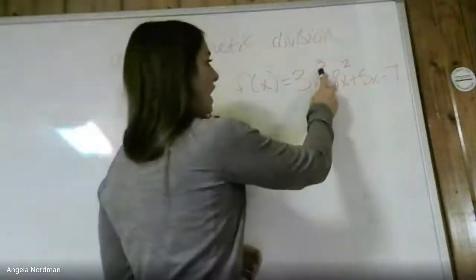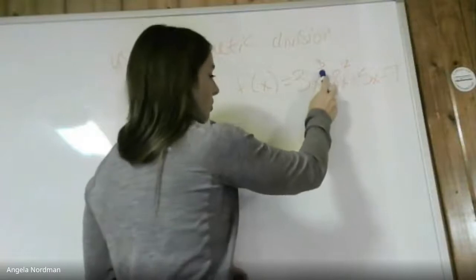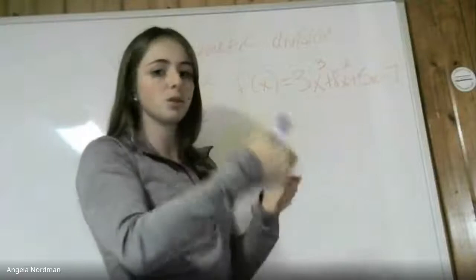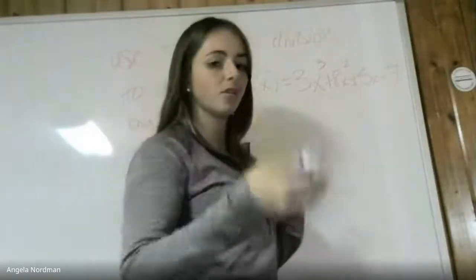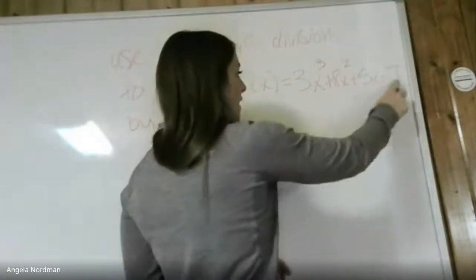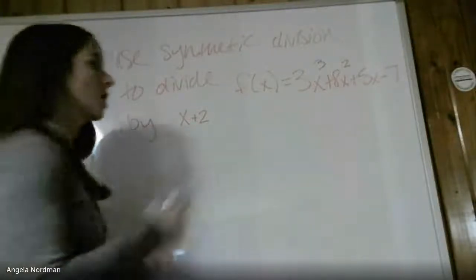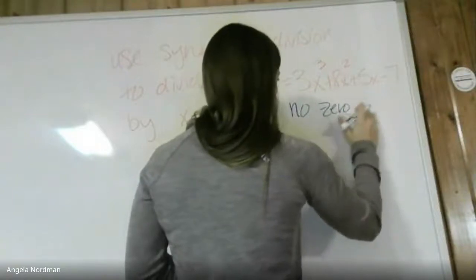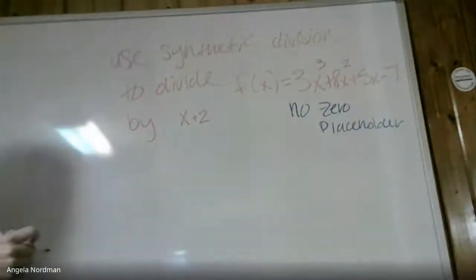So we start with an x cubed, then we move down to an x squared. I went from 3 to 2, so I'm not missing anything there. From 2, I go to just an x, which is x to the first, so I'm not missing anything there. From x, I go down to my constant. So in this case, I'm not missing any terms. I'm going to write in here that I don't need any 0 placeholders, mostly so I know that I've done the check.